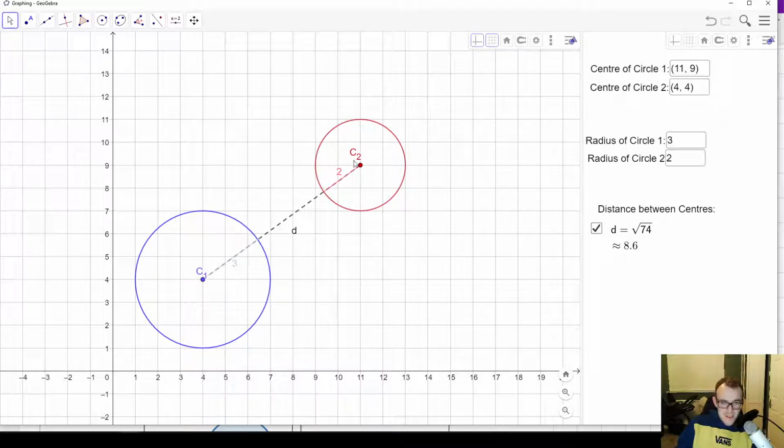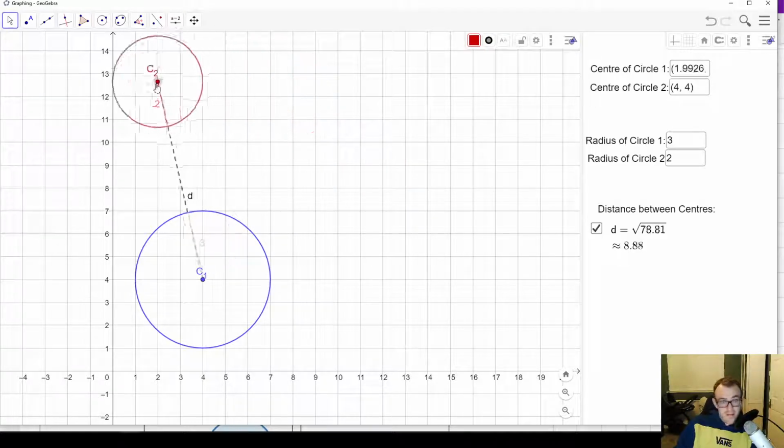Now, as you can see at the moment, the circles are not touching. We've got the radius 3 and the radius 2 there, and we've got an extra bit of distance in between here. What we're going to do is compare the distance to the sum of 3 and 2, which is 5 in this case. If the distance is greater than 5, you're going to see this situation where the circles don't cross. And we've got that here. The distance is currently 8.6.